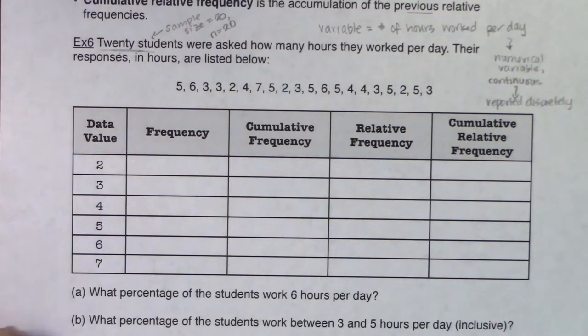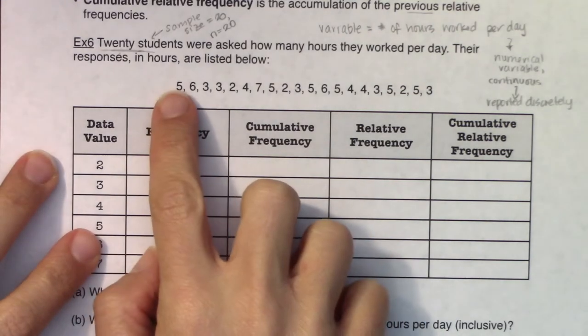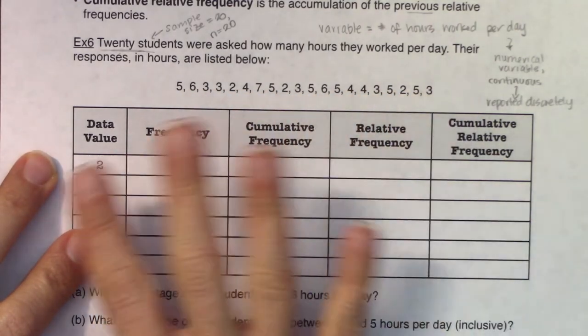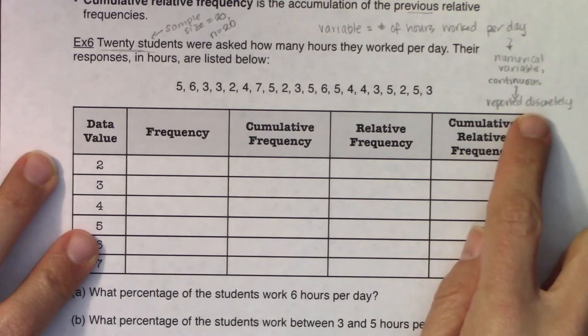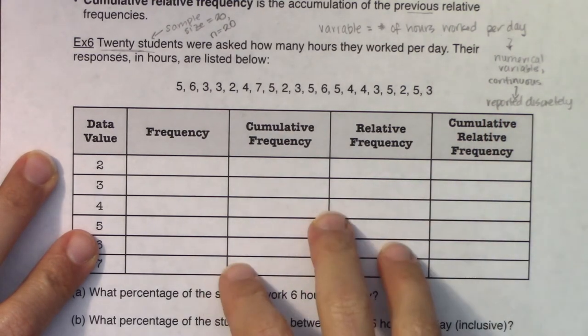And think about this, when you log in or do your time cards or however it works at your job now, you don't say, hey, I worked 8.2758 hours. You say I worked 8.5 hours, or you start rounding, 8.25 hours. And for these students, it looked like they just rounded to the nearest whole hour. That's fine. But as long as it's reported discretely, I can make a frequency table, okay?